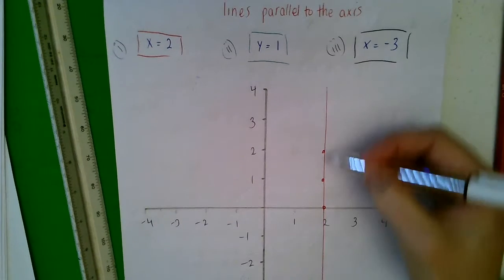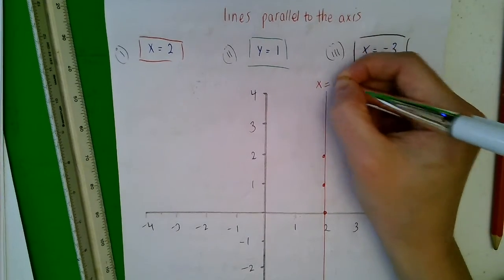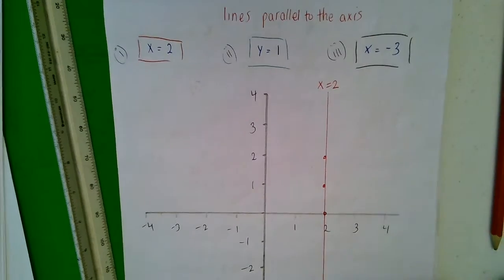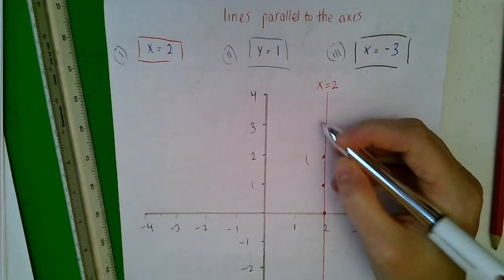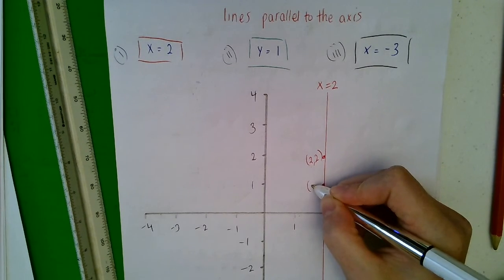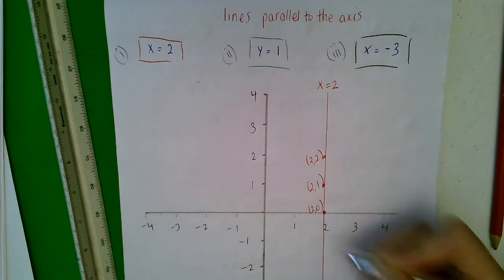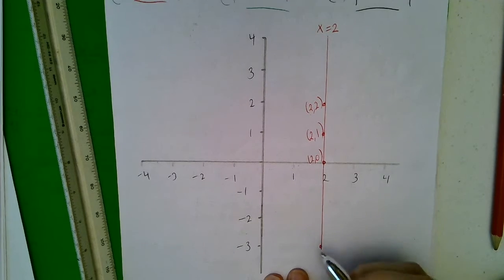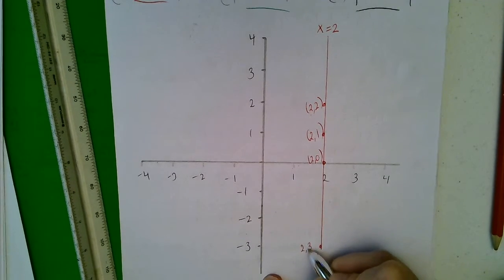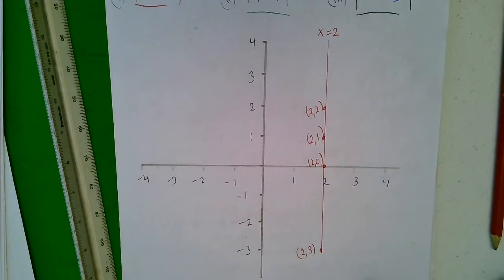So for any of the points on this line, the x part of that coordinate will be 2. So x is always equal to 2 on this line. Okay, so the coordinates of this point is 2, 2. The coordinates of this point is 2, 1. And the coordinates of this one is 2, 0. And this one down here is actually 2, minus 3. So note how all of these points have the x part as x equals 2.